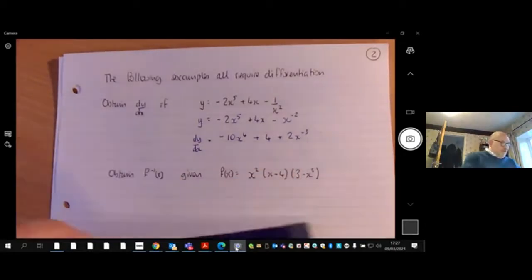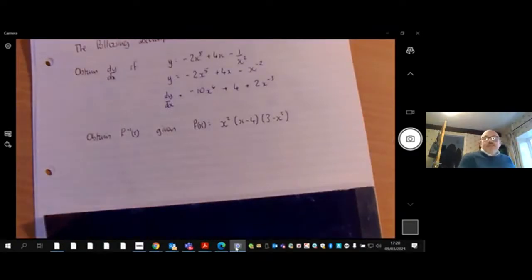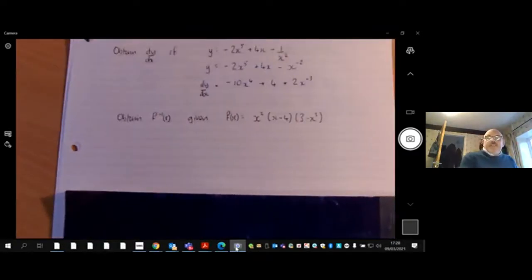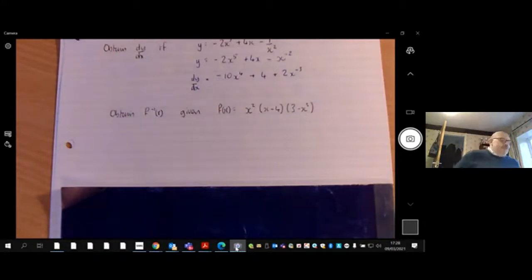Right, next one. Have a quick go at this one. Again, 1 minute and I'll do it. So think about this. Ask yourself this question with these. Can you differentiate it as it stands? If not, what can you do to get it to a stage where you can differentiate it? So 1 minute.